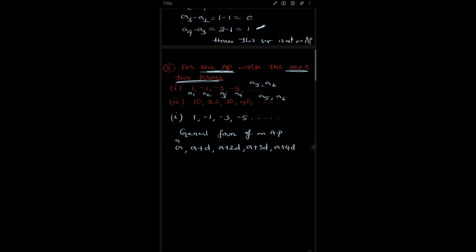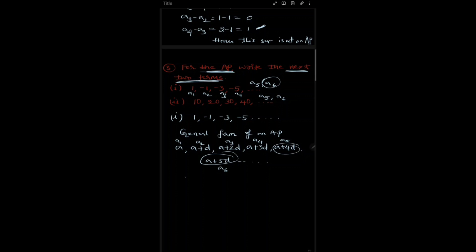That means the first term is A1, second term A2, third term A3, fourth term A4, A5. Again you have to find A6, right? Therefore consider one more term, A plus 5D, so on. It is the A6th term. So you have to find the A5th and A6th. Therefore the formula is A plus 4D for A5, and for A6th it is A plus 5D.